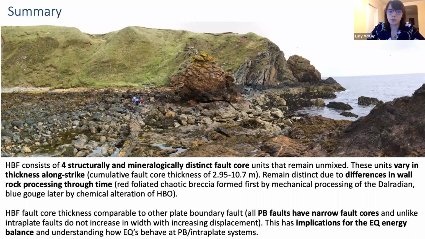And our Highland Boundary Fault core thickness is comparable to other plate boundary faults, in that all plate boundary faults have a narrow fault core and they don't increase in width with increasing displacement, which in turn has implications for the earthquake energy balance and understanding how earthquakes behave at plate boundary faults.